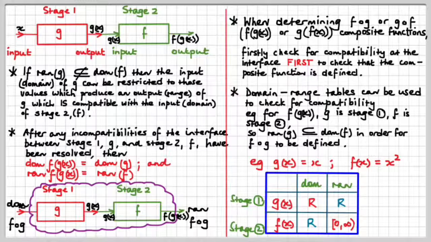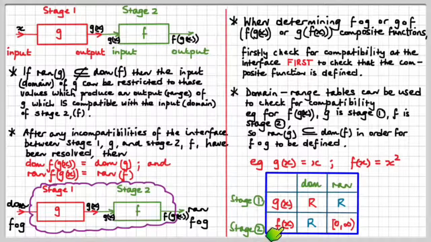Okay. Now here's a domain range table. Have a look at this. Up here we have the domain in this column, the range in that column. We have stage 1 in row 1 and stage 2 in row 2. Stage 1 is g of x. There's its implied domain. If g of x equaled x, well, of course, that would be all real numbers. And, of course, we know that the range would be all real numbers as well, corresponding to that particular domain.